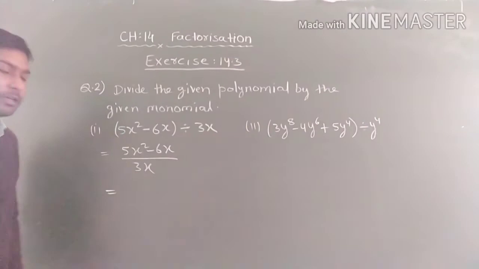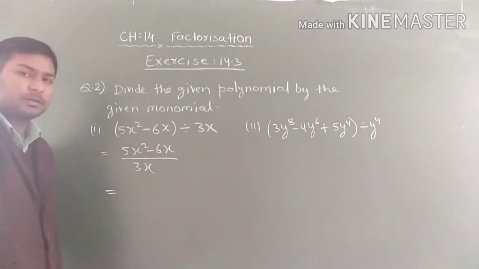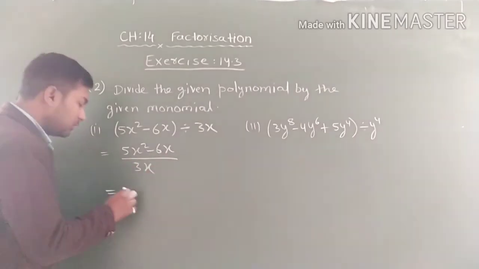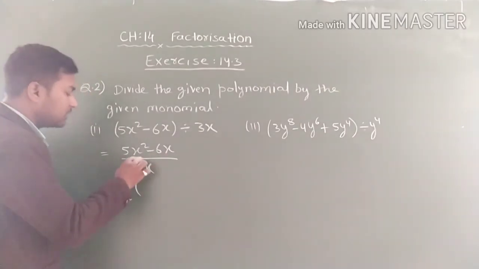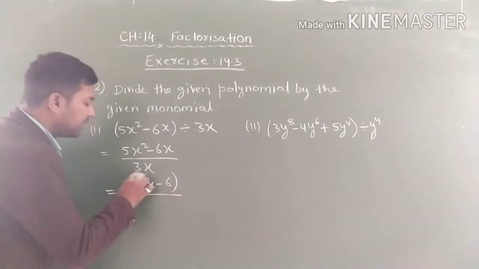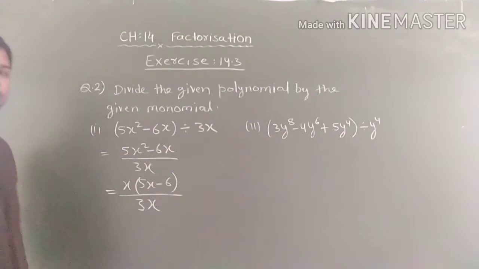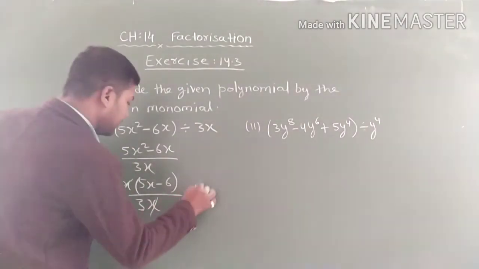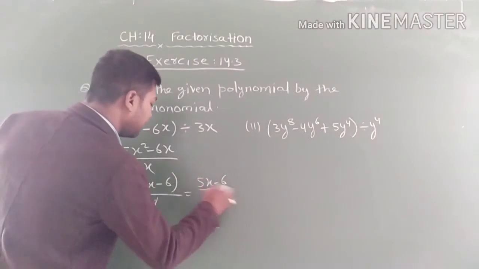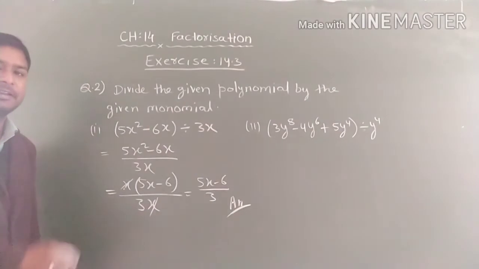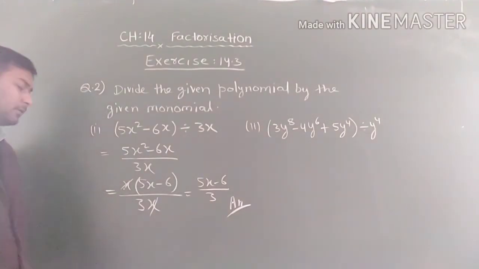Now in the numerator, what is common? 5x square and minus 6x. So x is common here. So just take common x. So what is that? 5x minus 6, divided by 3x. Now x and x cancel out. So it will be 5x minus 6 divided by 3. And this is the answer. Okay, it's very easy. We only have to take common and it will be cancelled out.